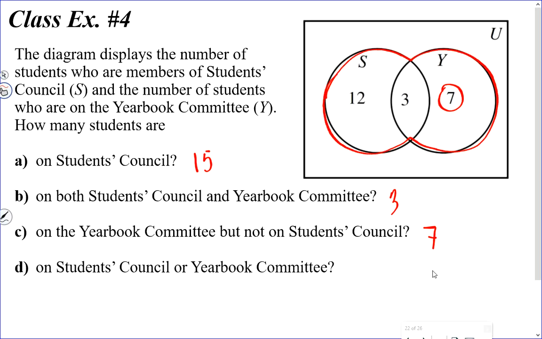How many are on student council or the yearbook? Well, however many are in this, because or is the union. So 12 plus 3 plus 7 is 22. We don't know how many are not on either because we don't know how many are in the universal set.